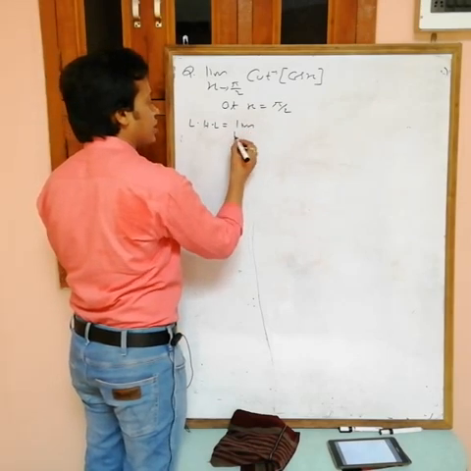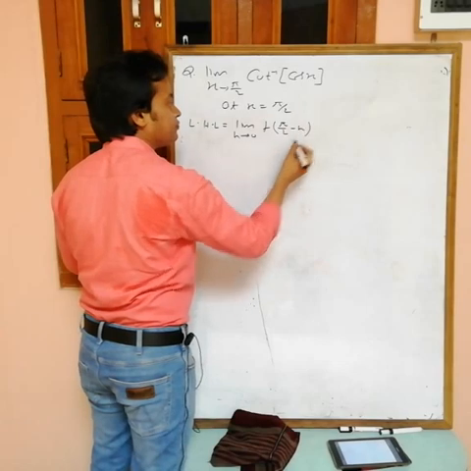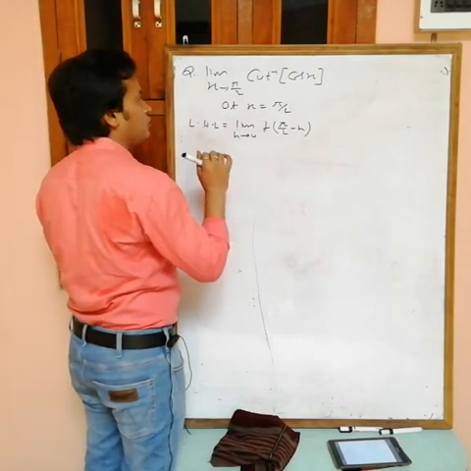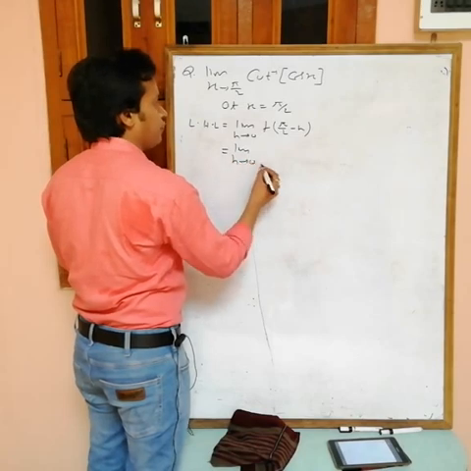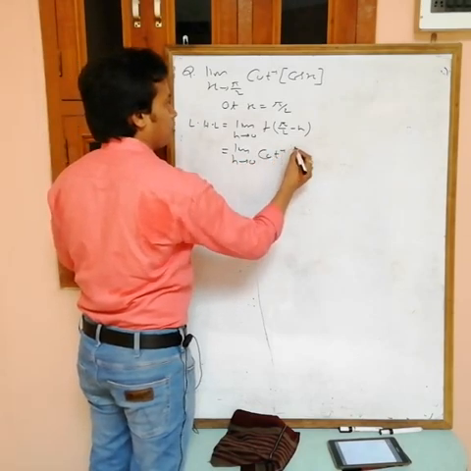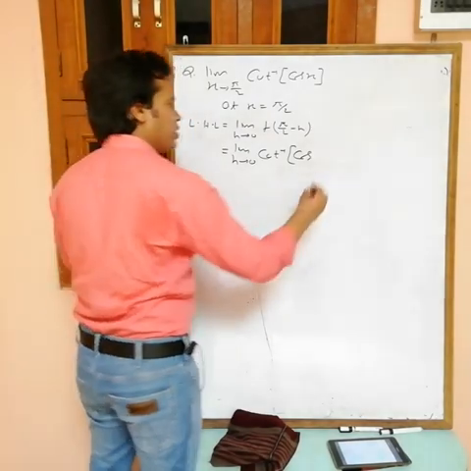LHL is limit h tending to 0, value of the function at pi by 2 minus h. Okay, here we are taking pi by 2 now. Limit h tending to 0, cot inverse greatest integer of cos, replace x with pi by 2 minus h.